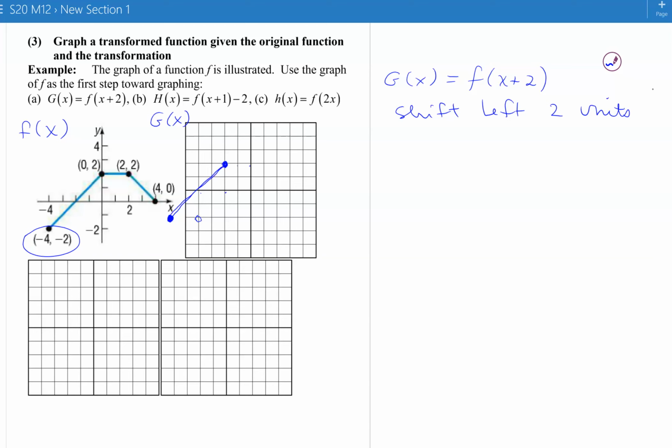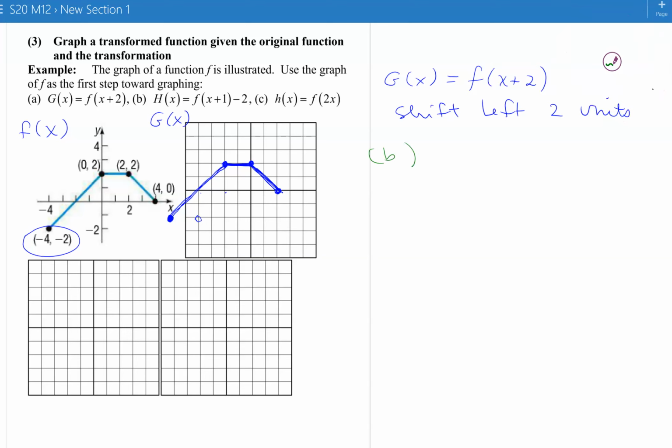The points are still connected by a straight line because this is a rigid transformation. The shape of the graph does not change. Then the point 2, 2 is going to shift left. And again, a straight line connecting. And then the point 4, 0 is going to shift left. And here's my new graph. Just everything is shifted left 2 units.